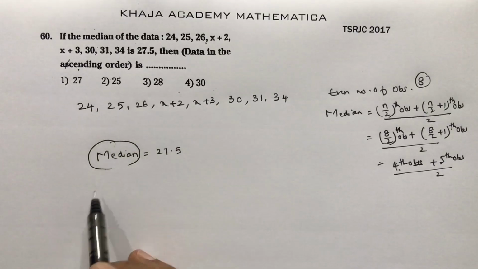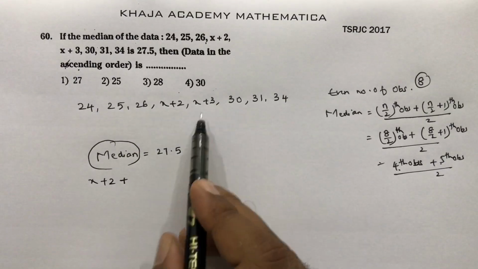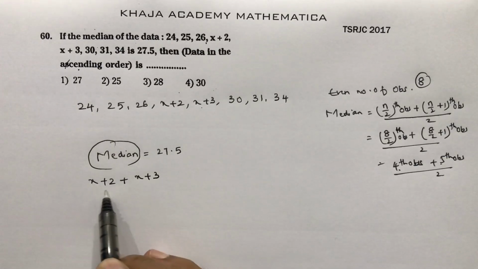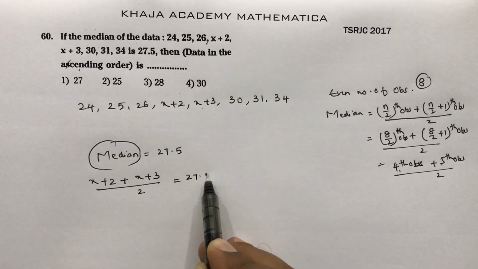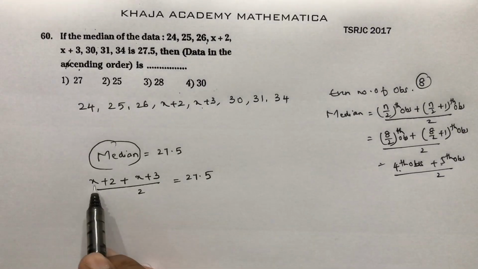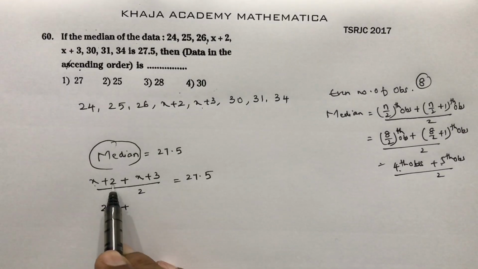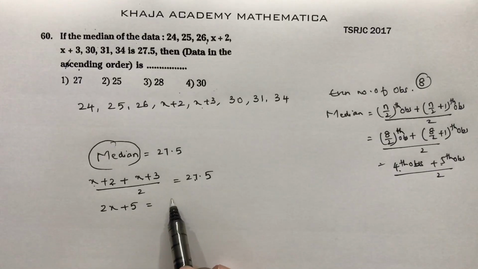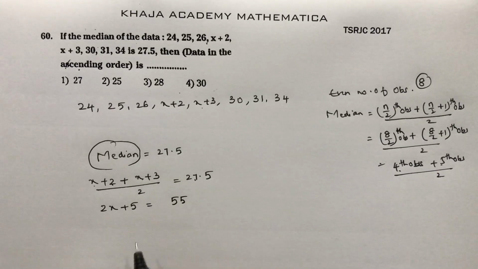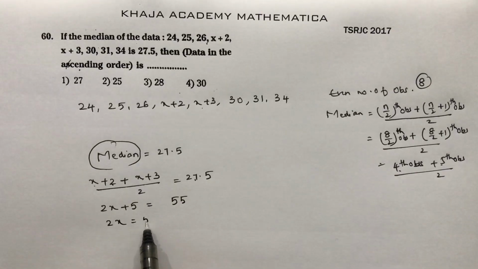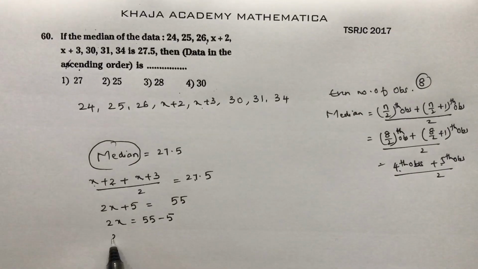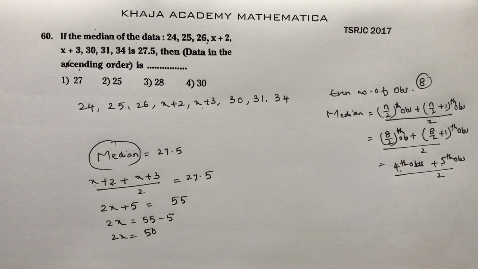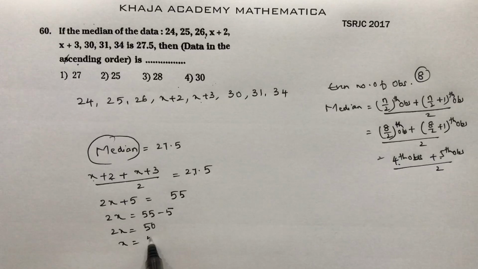So here the fourth observation is x plus 2 and the fifth observation is x plus 3, divided by 2, is 27.5. Now here x plus x is 2x, 2 plus 3 is 5, equals 27.5 into 2. So 27.5 into 2 is 55. So 2x equals 55 minus 5. So 2x equals 50. So x equals 50 by 2. So the value of x is 25.